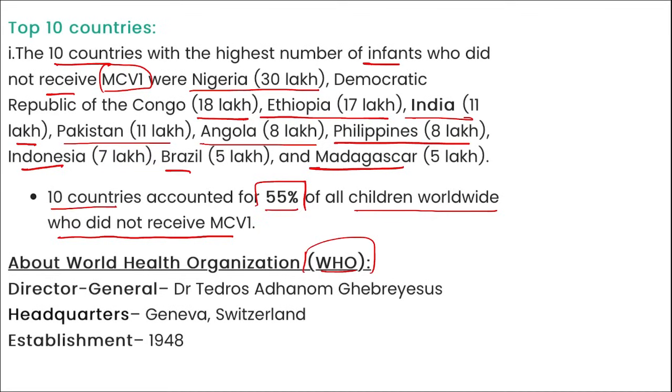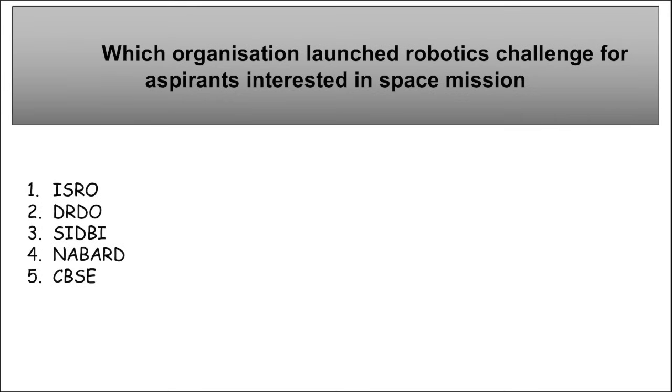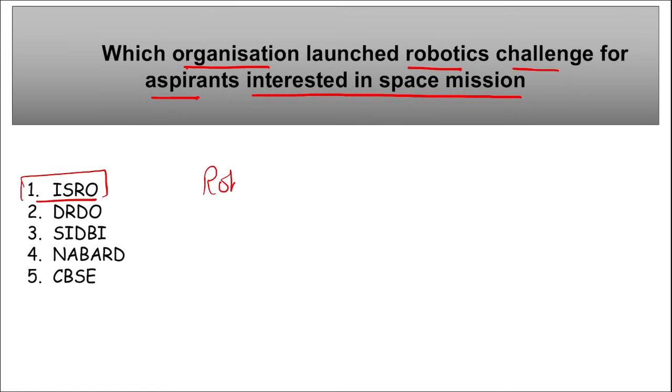Then if we talk about WHO, who is the Director General? Dr. Tedros Ghebreyesus, headquarters in Geneva, Switzerland, and this was established in 1948. Correct? Next is, which organization launched a robotics challenge for aspirants interested in space missions? So recently it is ISRO, right? Indian Space Research Organization. They have launched a robotic challenge, and this robotic challenge program is for all those students or all those people who are interested in space missions, right?